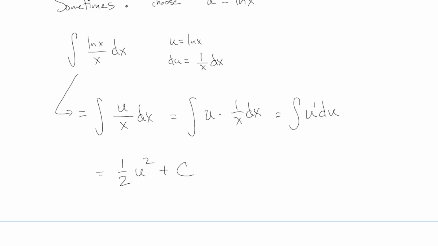Plus c, of course. And then to finish off, I replace the original variable, which was x. So my final answer is 1/2 ln x squared plus c. That's how it goes. All right. Any thoughts about that one?